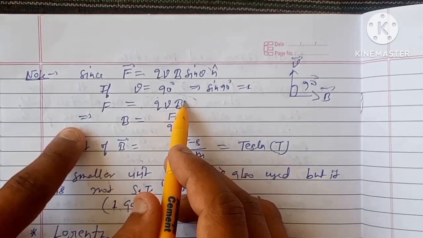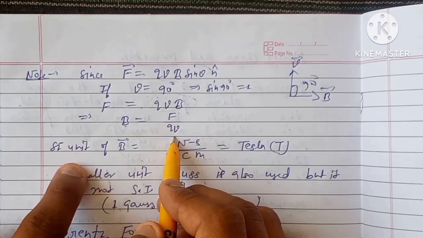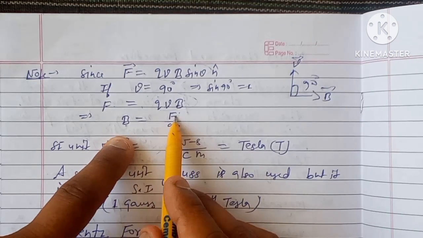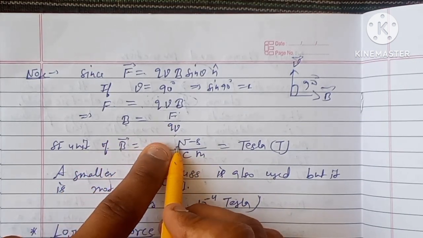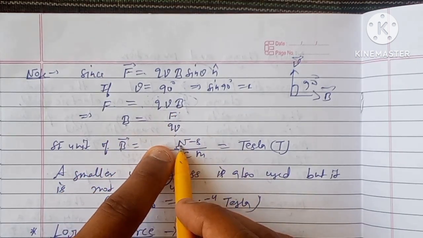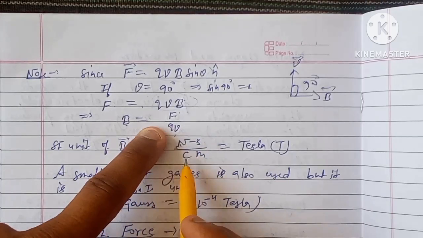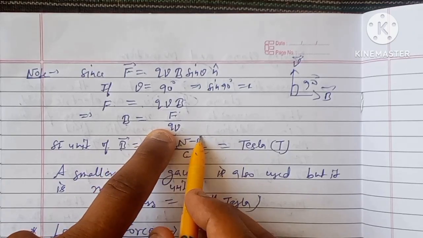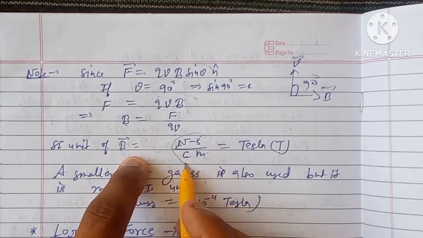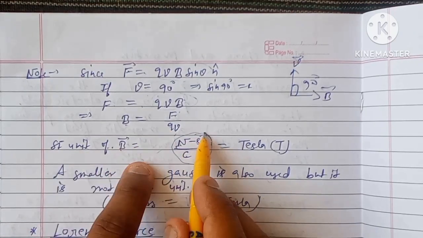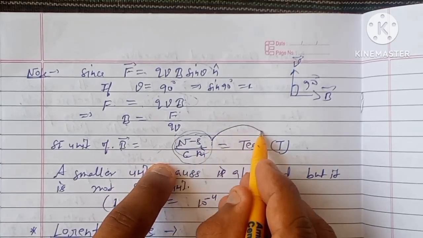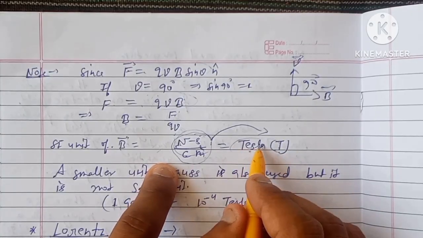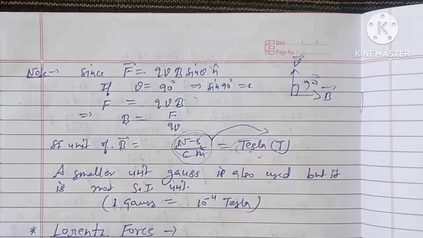Now from here we can conclude that B = F/(qv), and from here we can calculate the SI unit of magnetic field. The unit of force is the Newton, the charge unit is coulomb, and velocity's unit is meter per second. So second will come upside. This is the SI unit of magnetic field. In short, it is represented by the symbol T, known as Tesla. So Tesla is the SI unit of magnetic field.